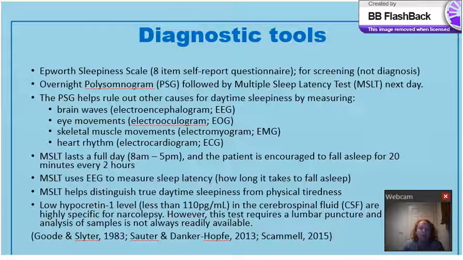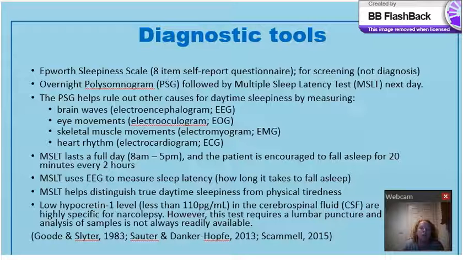The PSG helps rule out other causes for daytime sleepiness by measuring brain waves for an EEG, as well as eye movements, skeletal muscle movements, and heart rhythm. The MSLT lasts a full day, and the patient is encouraged to fall asleep for 20 minutes every 2 hours. The MSLT uses EEG to measure sleep latency, that is, how long it takes to fall asleep. The MSLT helps to distinguish true daytime sleepiness from physical tiredness.